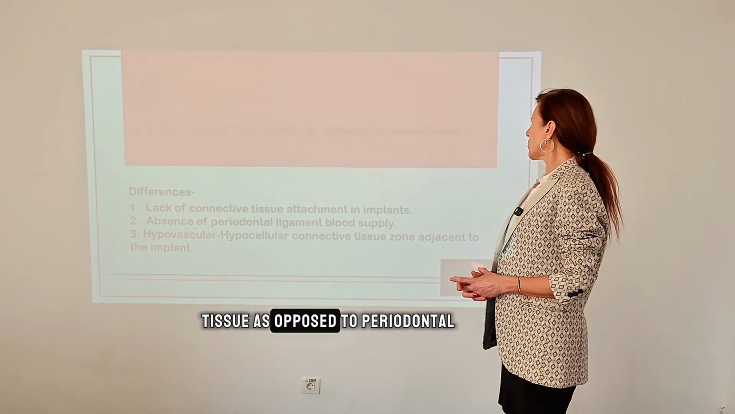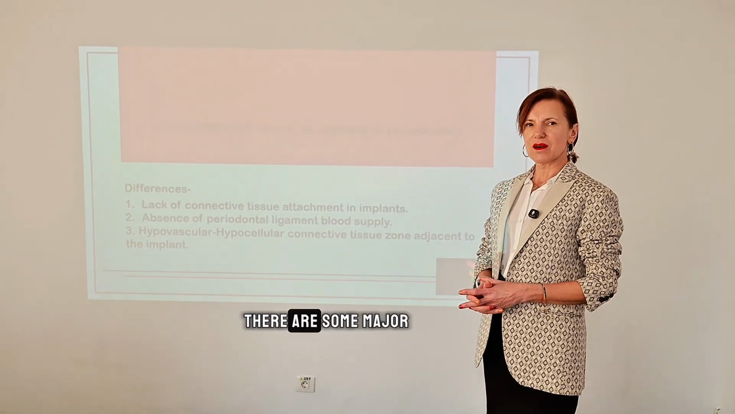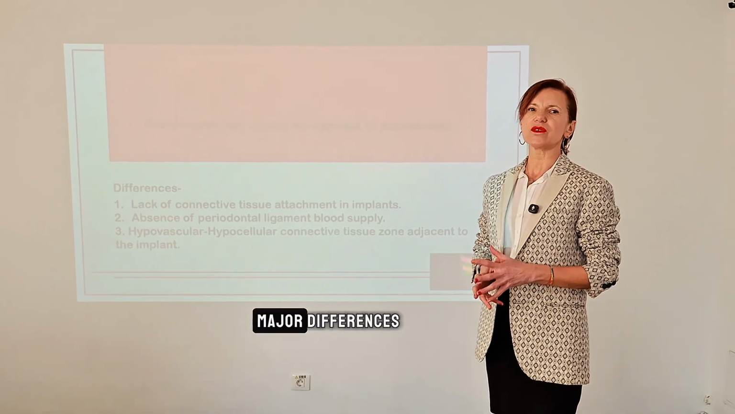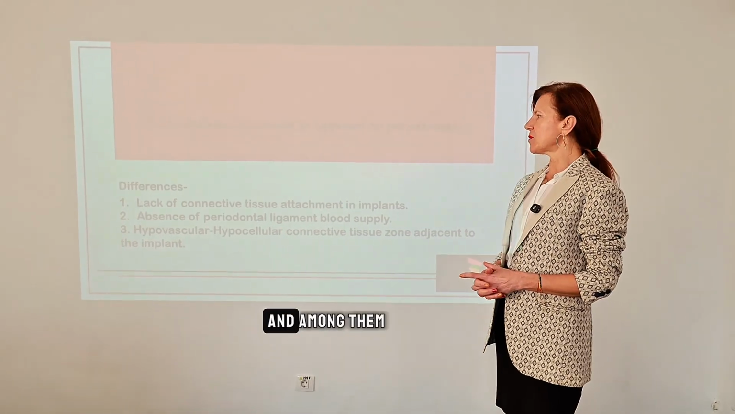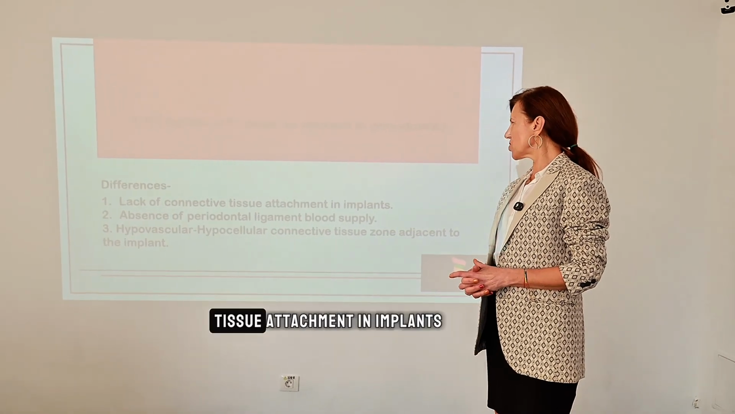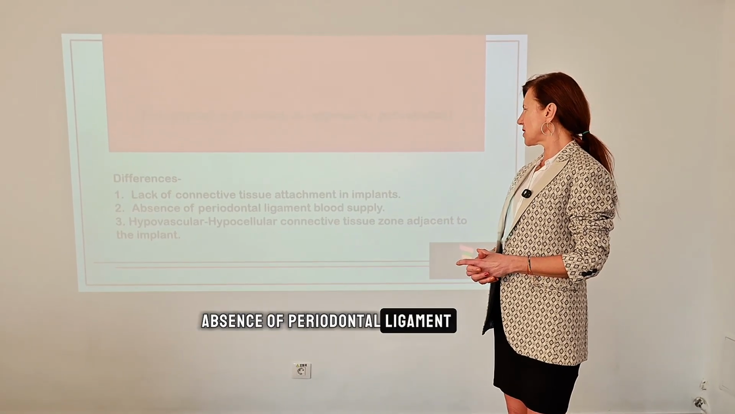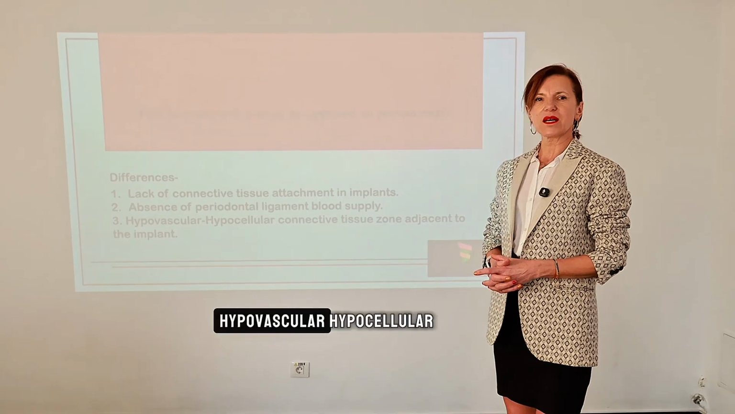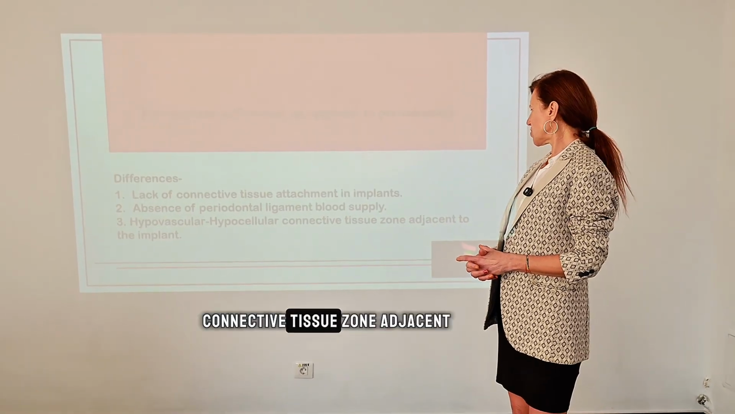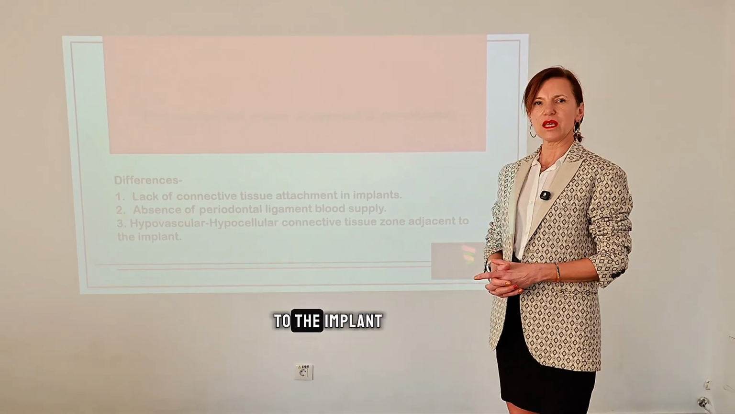Peri-implant soft tissue as opposed to periodontal, there are some major differences, and among them the lack of connective tissue attachment in implants, absence of periodontal ligament blood supply, hypovascular, hypocellular connective tissue zone adjacent to the implant.